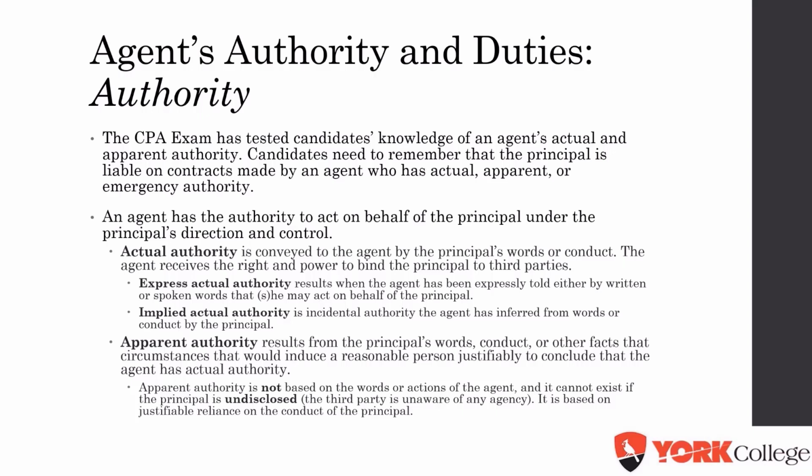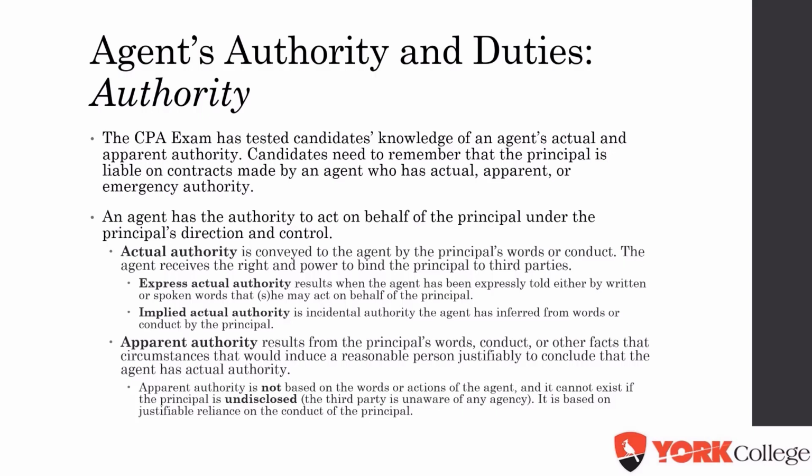Actual authority is authority that's conveyed to the agent due to the principal's words or conduct. So think of a person saying, I want you to buy me a pen for $10. That would be an example of actual authority, in which the first person conveys to another person, through words or conduct, the right and power to actually go buy a pen for $10, and it binds the principal's liability to the third party.